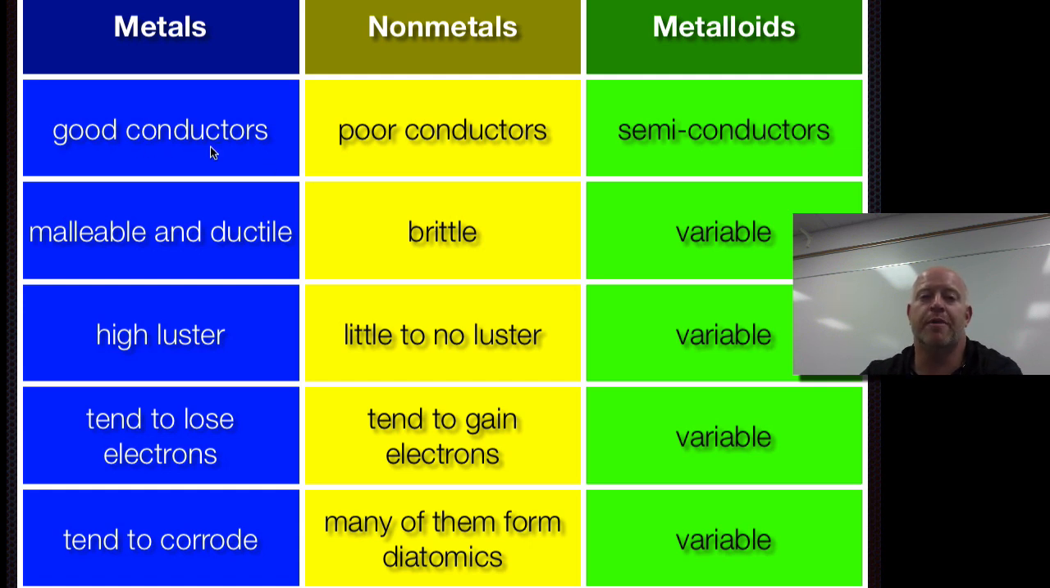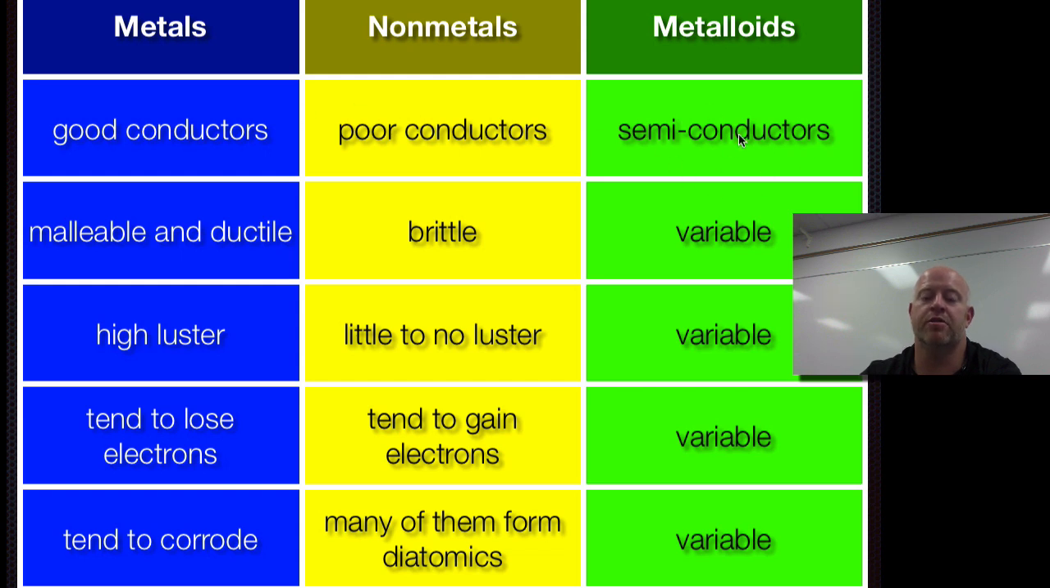So if you are a metal, you are good at conducting electricity and you're good at conducting heat, or heat energy. Nonmetals tend to be very poor conductors of electricity or very poor conductors of heat. To give you a comparison, the worst metal is still over 100 times better than the best nonmetal at conduction. So there's a huge gap between metals and nonmetals in terms of how well they conduct electricity.